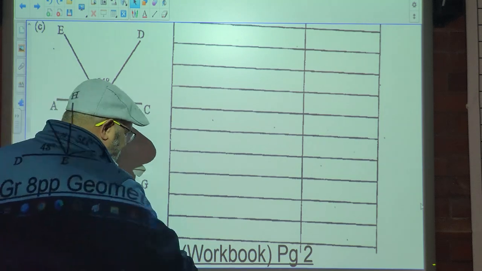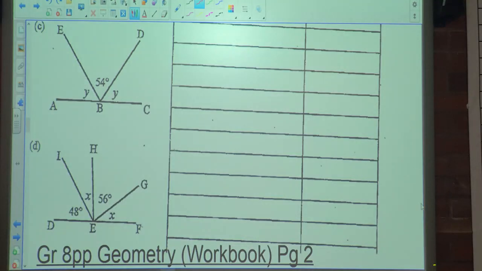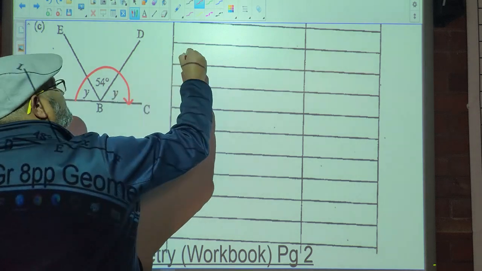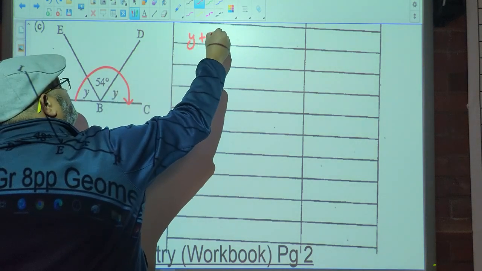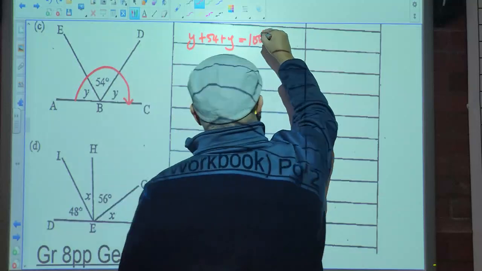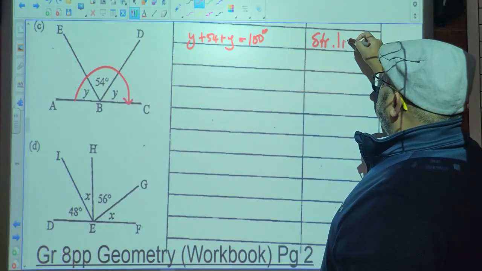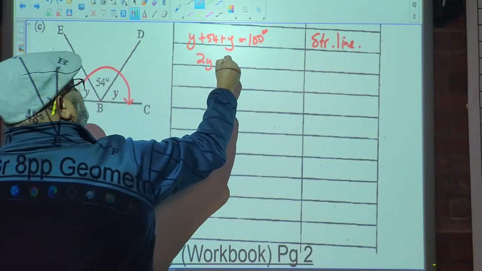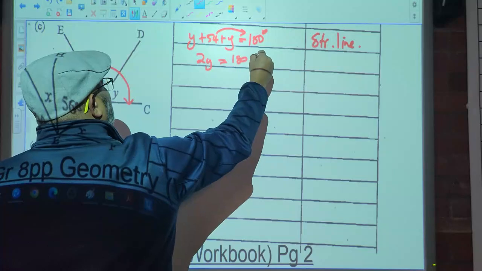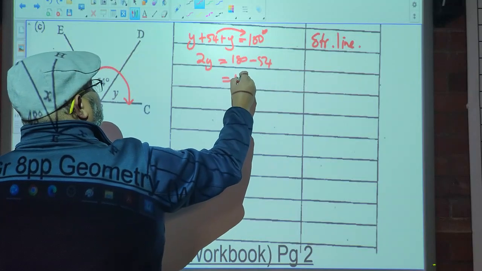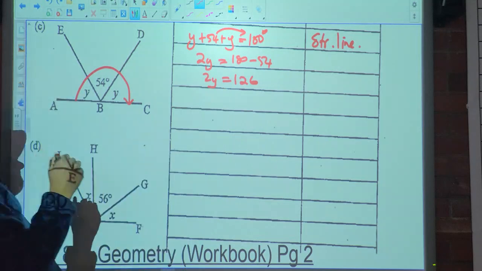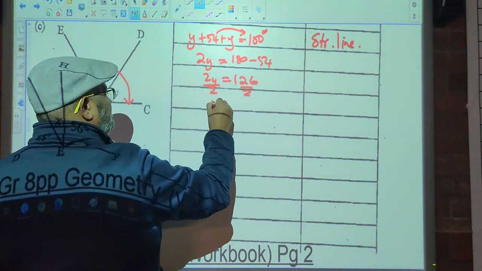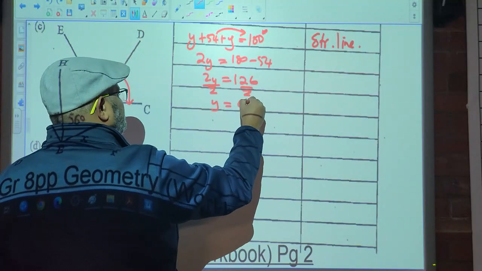I'm going to solve for y and c. Angles on a straight line. So what do I say? Y plus 54 plus y is equal to 180. Why? Straight line. So y plus y, 2y is equal to 180 minus 54, which is 126. How do you get y on its own? Divide by 2 both sides. So y is 63.